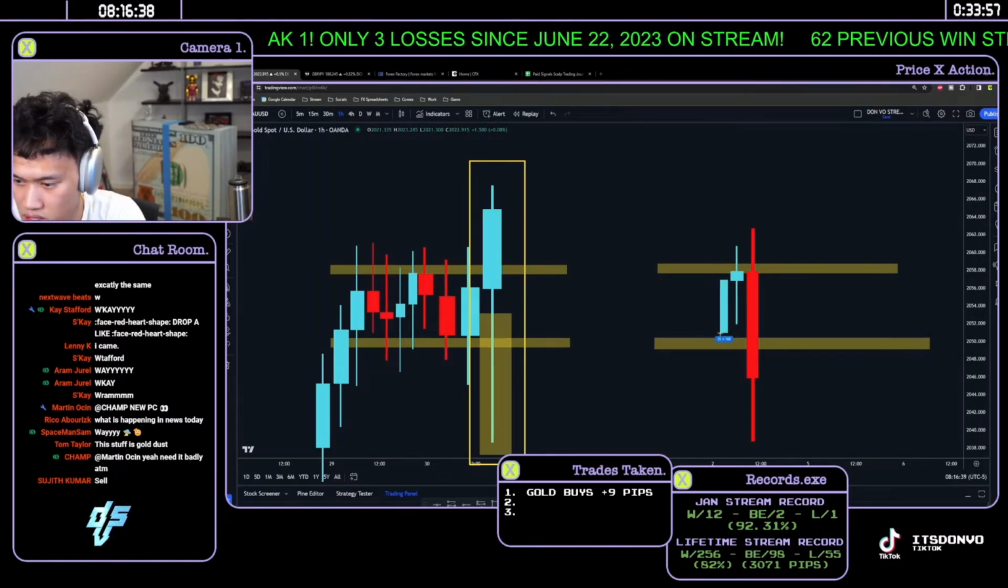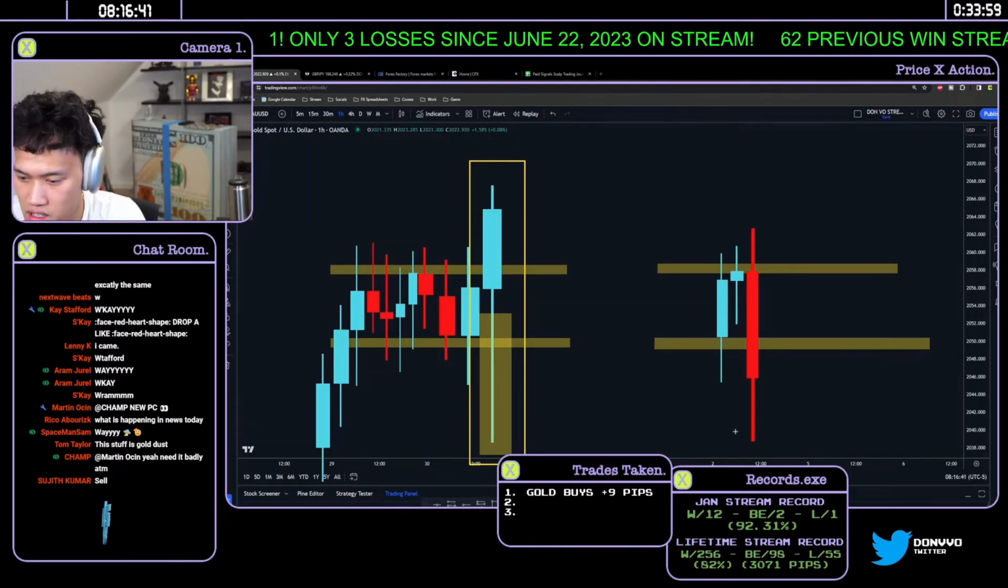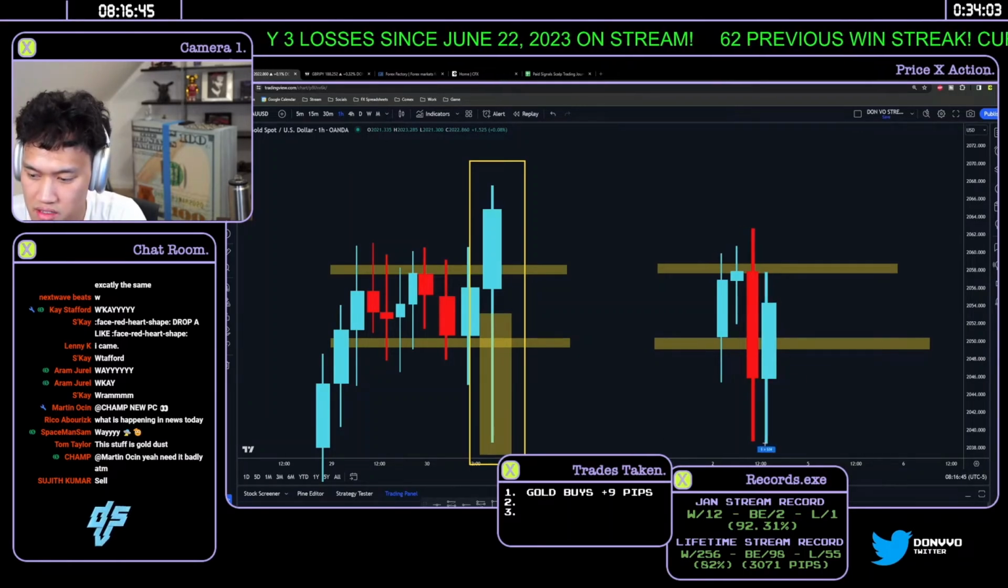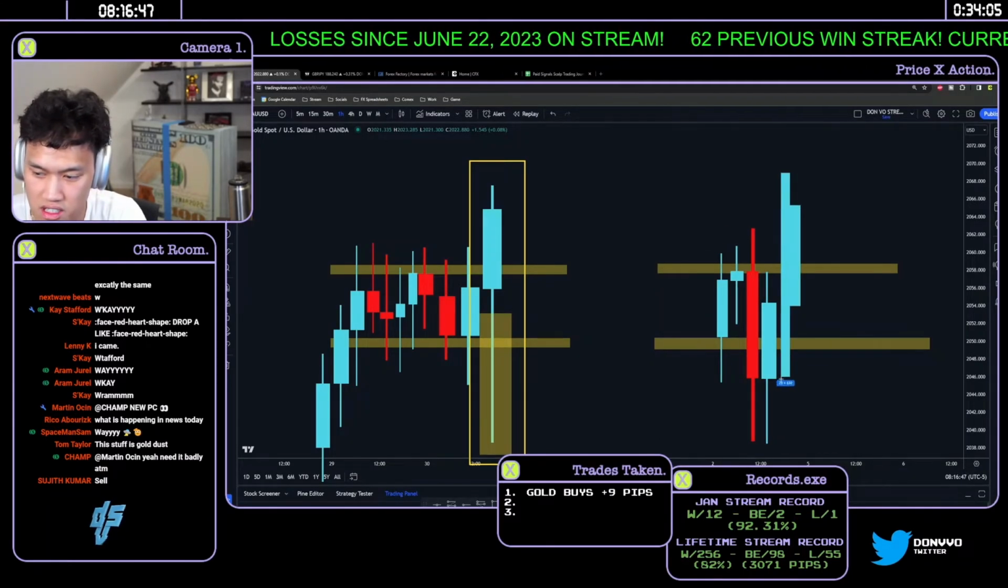So this could have been a little cleaner, but you're starting to break the lows and then all of a sudden you're coming back into the range. That's all that's really happening. And as you come back to the range, you're going to continue to pop up.